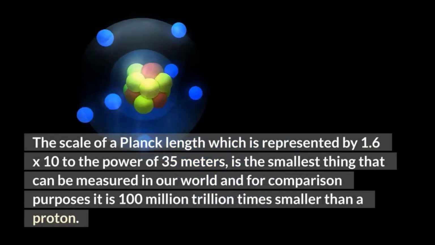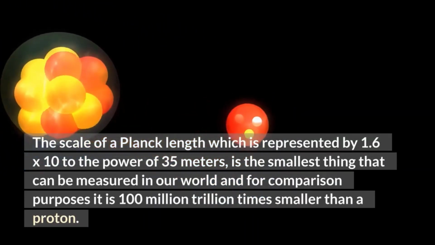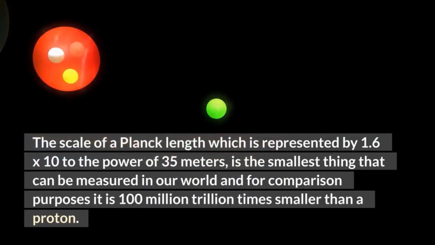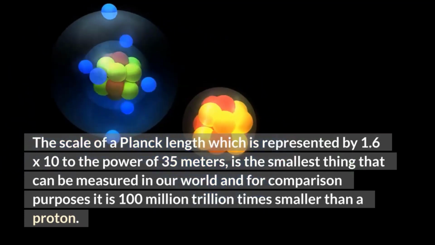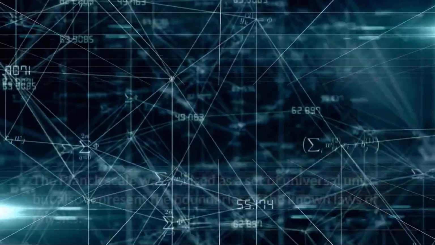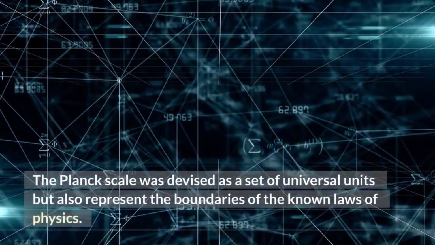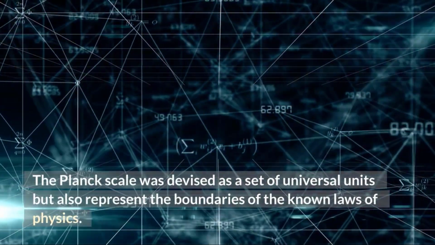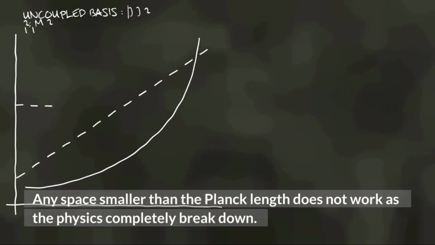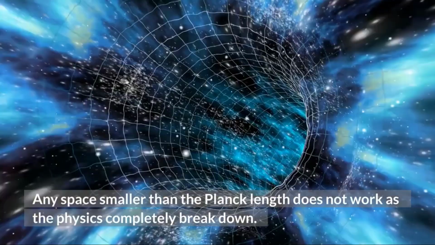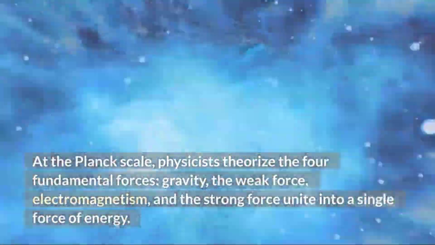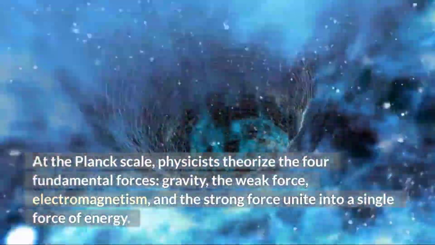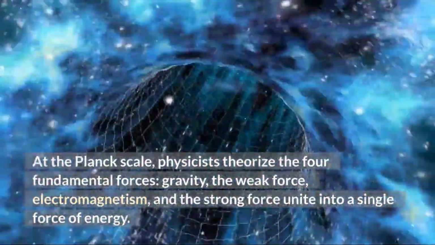The scale of a Planck length, which is represented by 1.6 by 10 to the power of minus 35 meters, is the smallest thing that can be measured in our world, and for comparison purposes it is 100 million trillion times smaller than a proton. The Planck scale was devised as a set of universal units, but also represents the boundaries of the known laws of physics. Any space smaller than the Planck length does not work, as the physics completely breaks down. At the Planck scale, physicists theorize the four fundamental forces: gravity, the weak force, electromagnetism, and the strong force unite into a single force of energy.